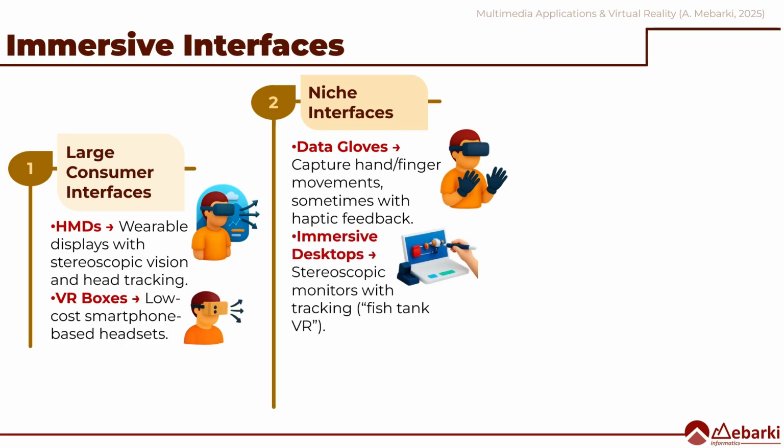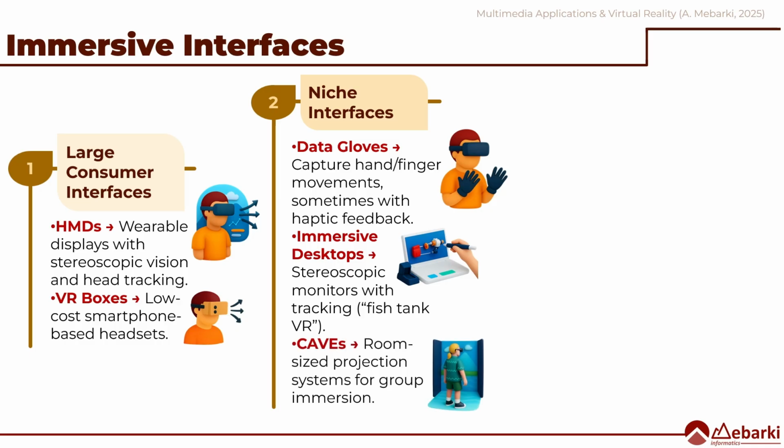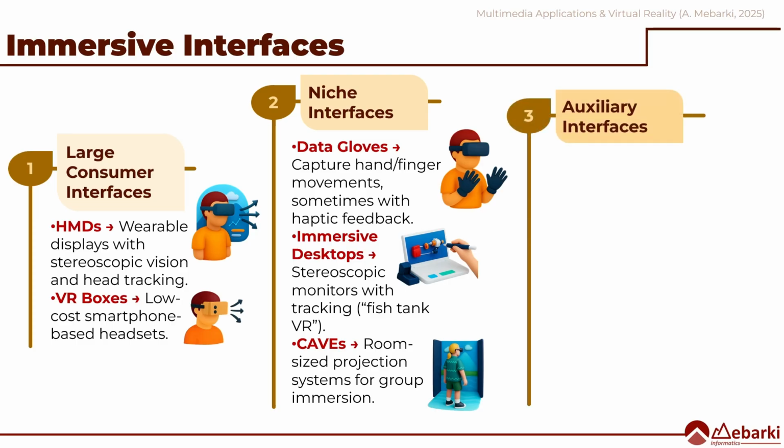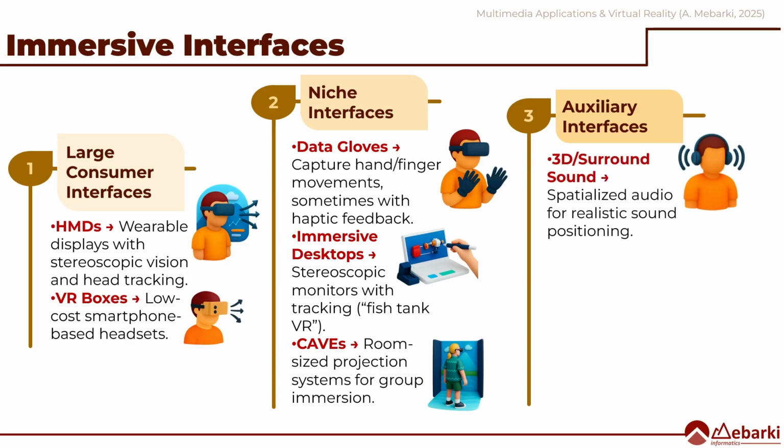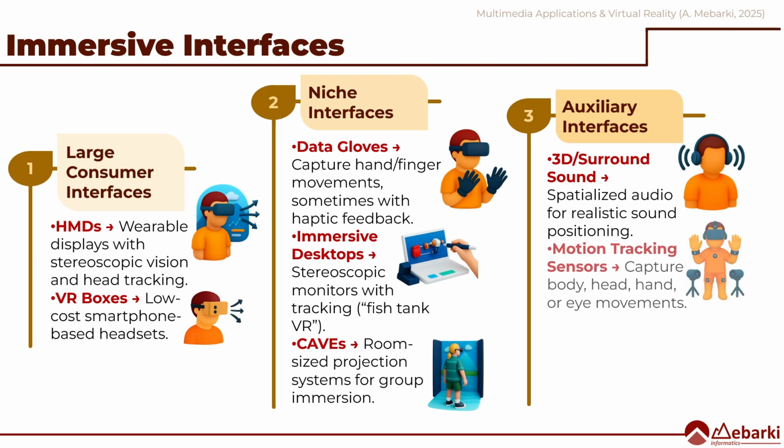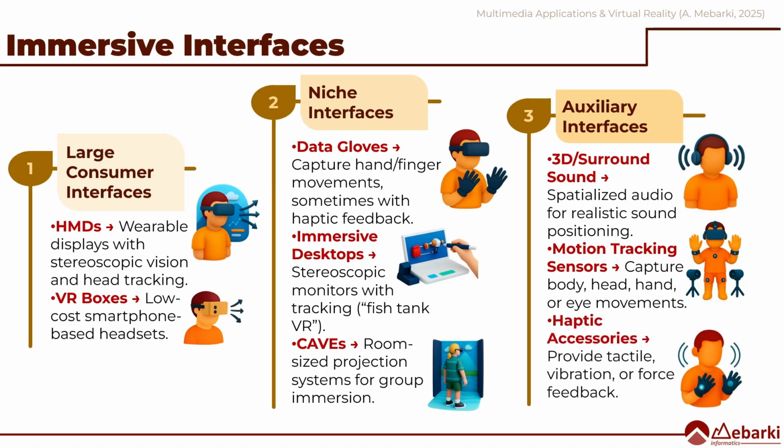Immersive desktops that use stereoscopic monitors with tracking, often referred to as fish tank VR. And caves, which are room-size projection systems designed to provide group immersion. Finally, auxiliary interfaces enhance the experience through complementary technologies, such as 3D or surround sound for spatialized audio, motion tracking sensors to capture body, head, hand, or eye movements, and haptic accessories that deliver tactile, vibratory, or force feedback.